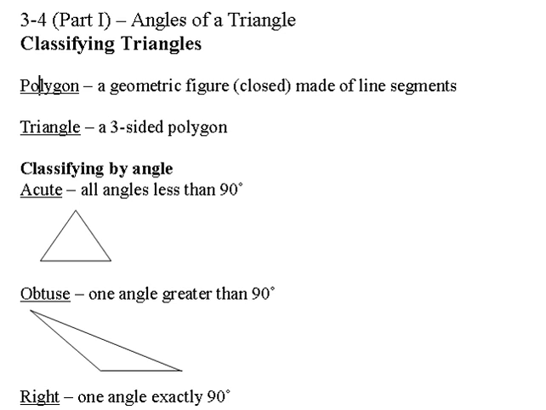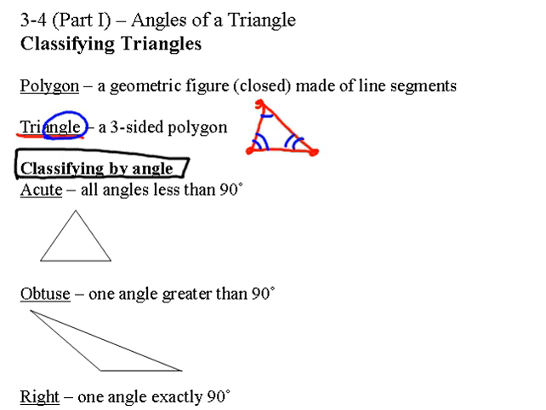A triangle, obviously, is a three-sided polygon, 3 sides and 3 vertices, and also named for the 3 angles. 1, 2, 3. Now, when we classify triangles, there are several things we have to look at. First, we can classify by the angles. If a triangle has all angles less than 90 degrees, that's all of them, it is an acute triangle.